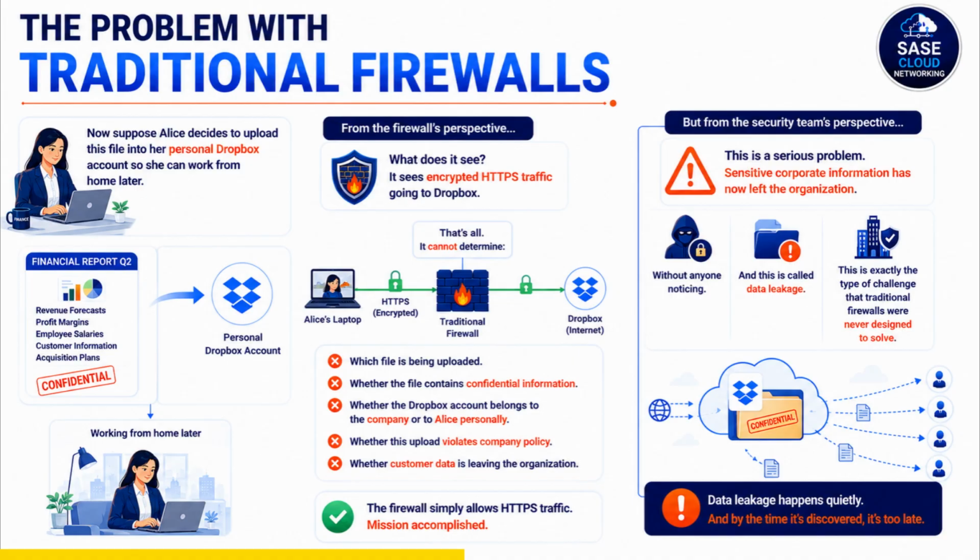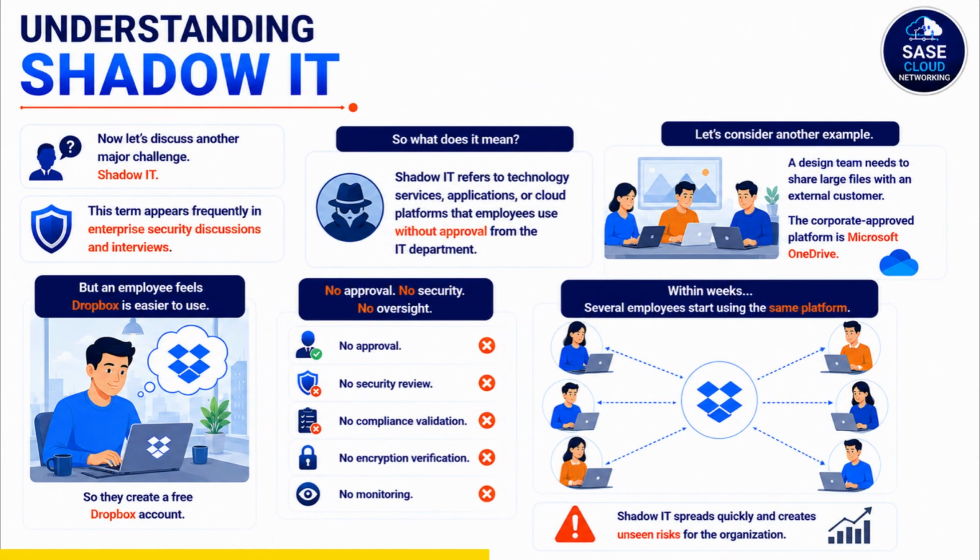Mission accomplished. But from the security team's perspective, this is a serious problem. Sensitive corporate information has now left the organization without anyone noticing. And this is called data leakage. This is exactly the type of challenge that traditional firewalls were never designed to solve. Understanding shadow IT.